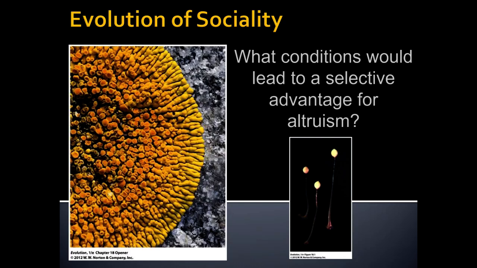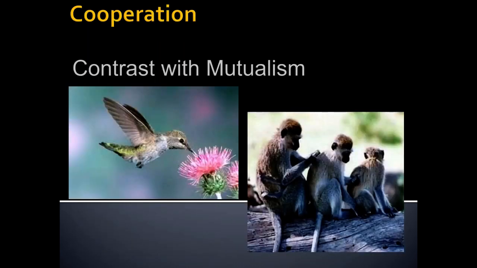However, under the right conditions, because of trade-offs, it can actually be a benefit and overall provide a selective advantage for individuals that exhibit altruism. Okay? Now, we are going to call this type of interaction, when individuals are helping one another within the same species, cooperation. And it's similar to mutualism, but we use a different term.